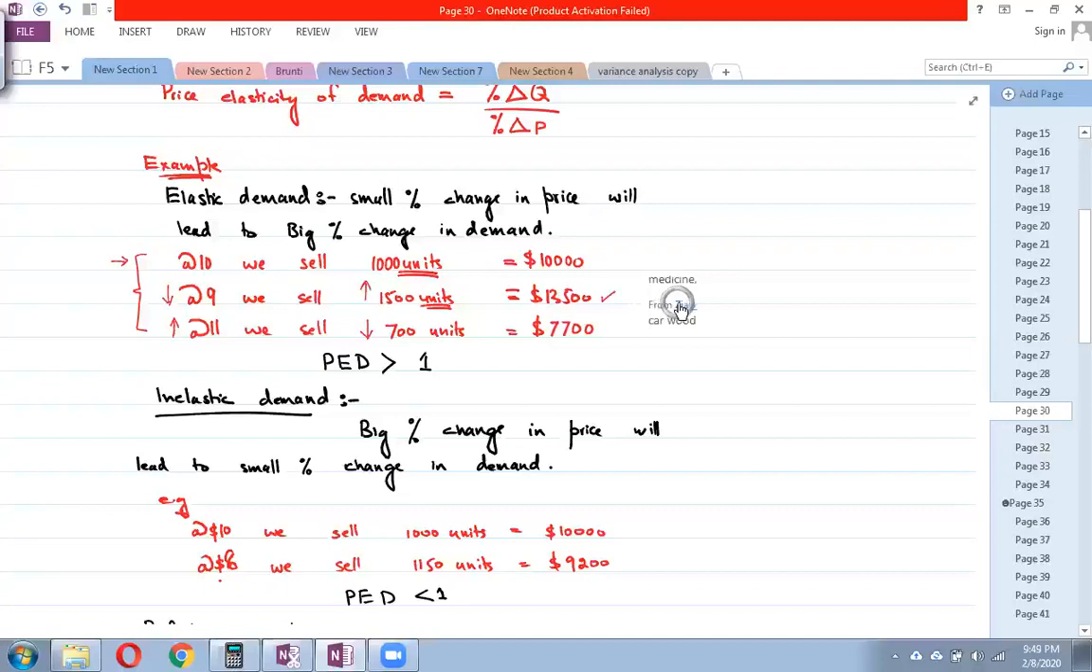The same is the case for medicines. If the medicines are expensive, maybe you're going to buy it. So if the price is changing or reducing or increasing, the demand will not be affected that much.